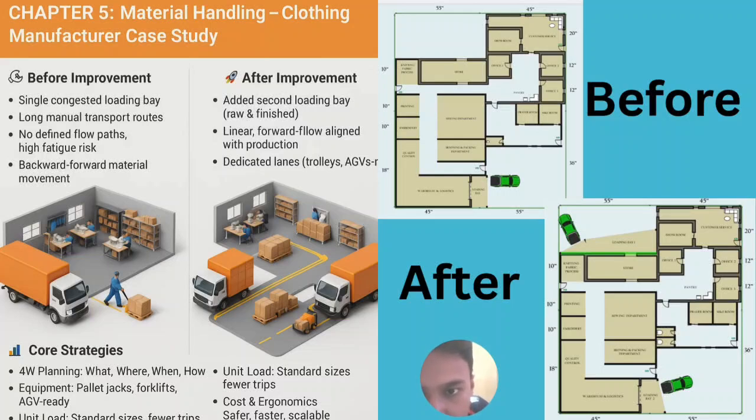Before and after improvement: the single congested loading bay, terminal transport, and after improvement, the second loading bay. This involves how the chain of material arrives, and what the justification is. Okay, we know that there is a lag in the material handling, especially at the loading bay, especially when transferring material to the other side.